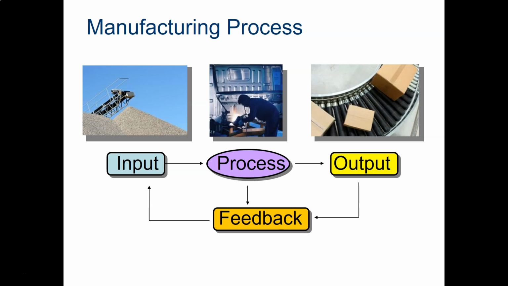Let's consider outputs next. Desired outputs, these may be manufactured products or constructed structures. Other outputs might include things like scrap, pollution, noise, fumes, etc. An output objective might be to produce the maximum amount of desired output with the minimum amount of undesired output.